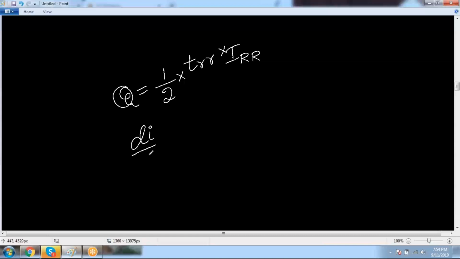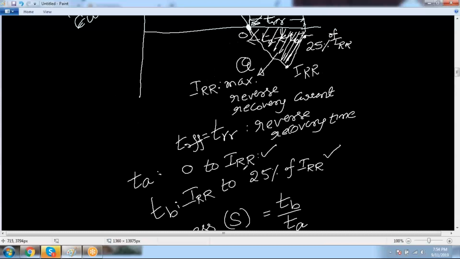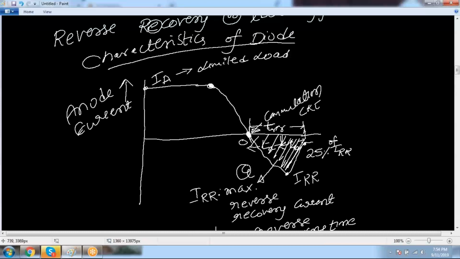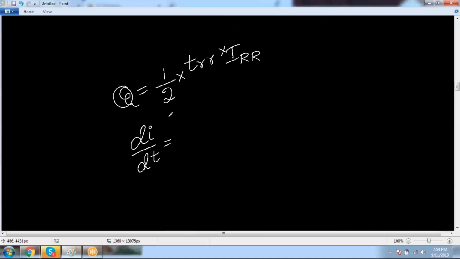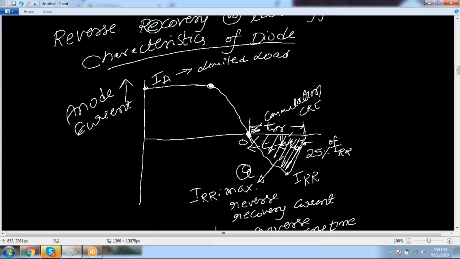It is the slope, d by dt of the function. What is that? di by dt. What is the change here? If you look at di, what is di? It is the change. If you take it from 0 to IRR, what is the change? It is IRR minus 0 divided by the change in time, dt.